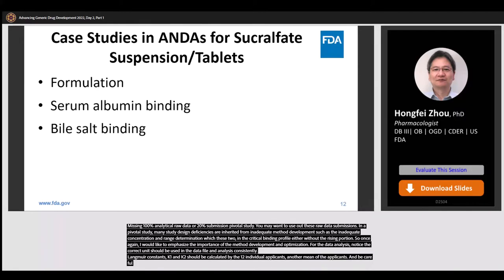Next, I will talk about three case studies. The first one is related to formulation. Another one is related to serum and albumin binding, and the third one is related to bile salt binding.